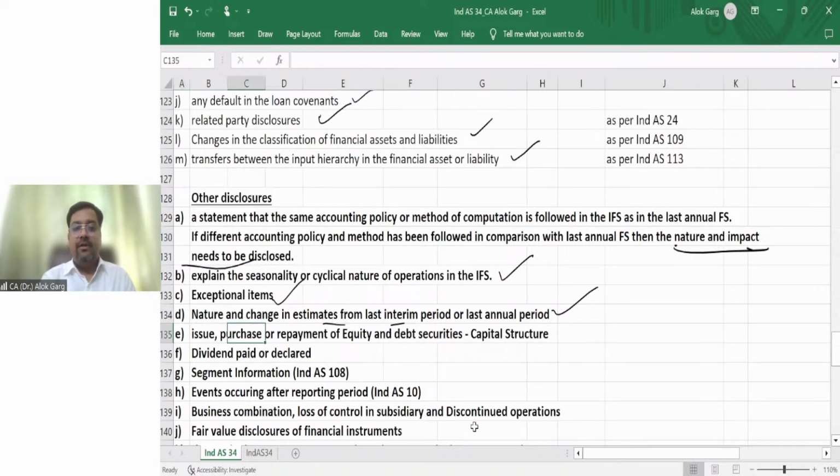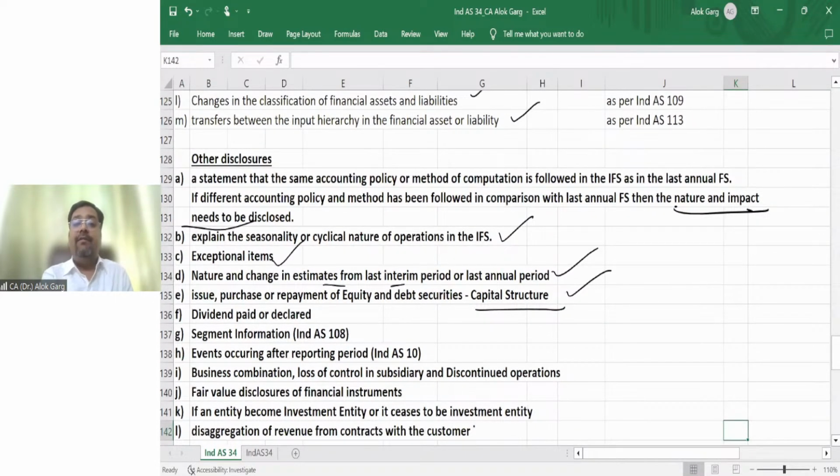Issue, purchase, or repayment of equity and debt securities means capital structure. If there is any issue of equity shares, any issue of debt instruments or debentures, any purchase of debentures, any repayment, buyback of shares, bonus shares, debt securities, so any movement relating to capital structure, equity and debt, is also required to be disclosed. Dividend paid or declared: if the company has declared or paid any dividend during the interim period, it is a mandatory disclosure. Segment information is a mandatory disclosure.